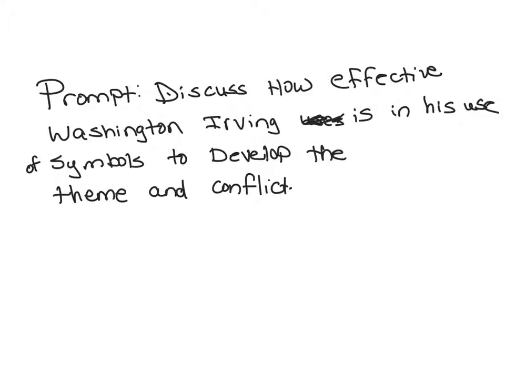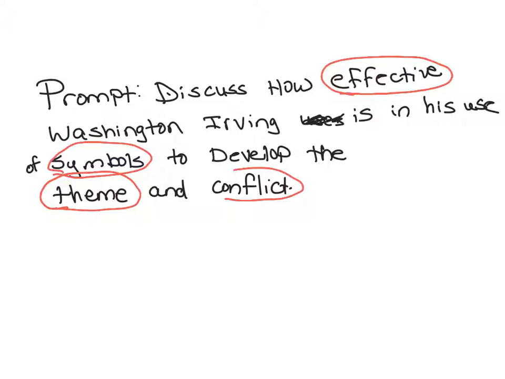Looking back at our prompt, this is a key word because I'm asking for the effectiveness. So did he do a good job or did he do a bad job? I'm asking for how he used symbols. So that's a key word. I'm asking for theme and I'm asking for conflict.